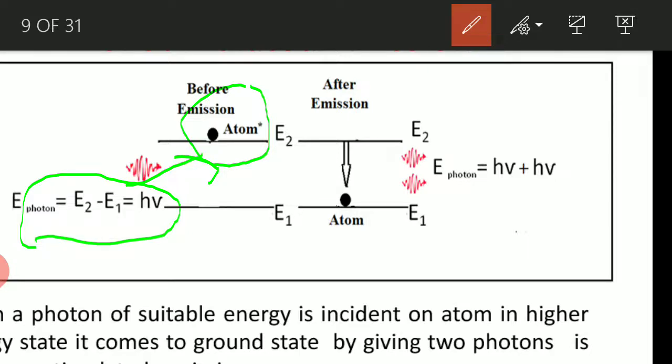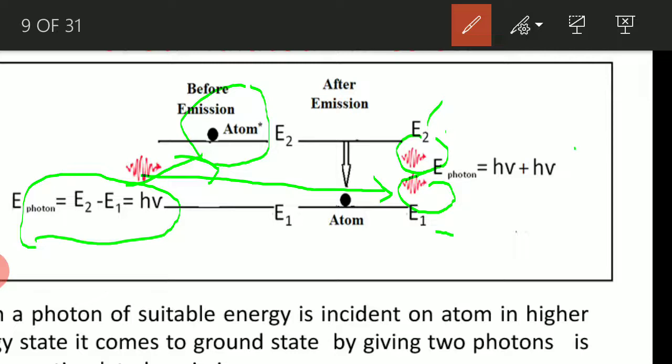During this process, we observe that two photons are coming out. This is called photon 1. We can consider it the photon which is emitted during the transition from E2 to E1. Whenever it jumps from E2 to E1, one photon is coming out, and the second photon is the incident photon. So during this process there are two photons. The incident photon comes out with the same frequency, and the difference of the energy E2 minus E1 is equal to h nu.